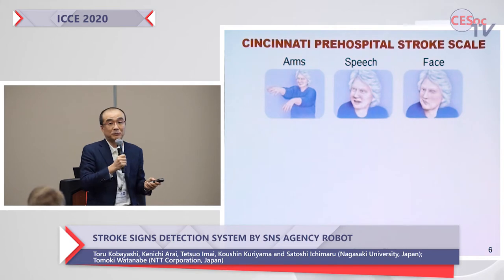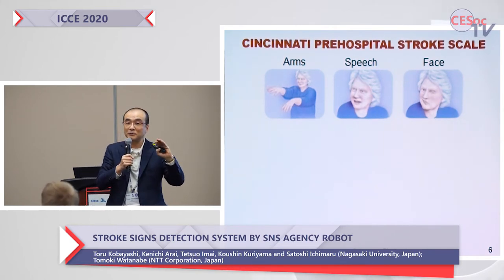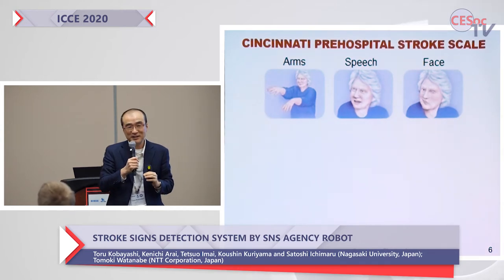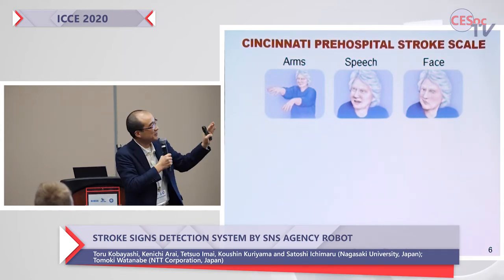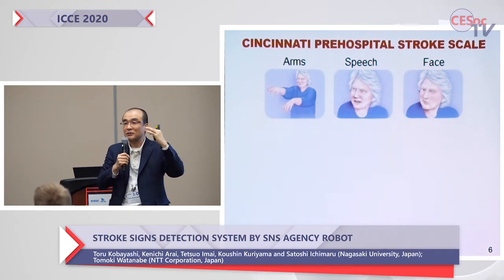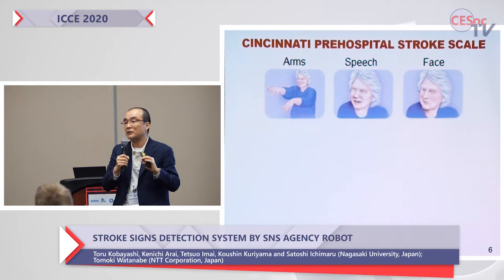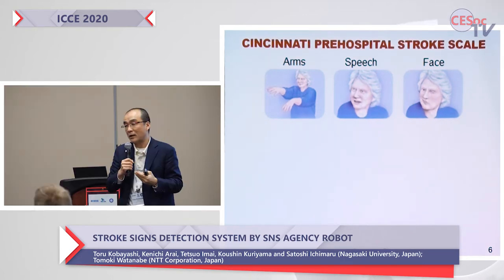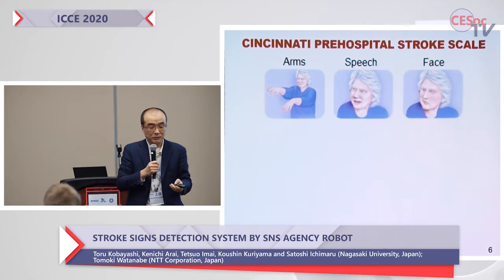And the next one is speech. So I speak not smoothly. It's because of the English barrier. But in this case, it's caused by the initial stage of stroke. So the person cannot speak smoothly. And the third scale is the face, especially half of the face may be drooping. So it's also the third pattern of the initial stage of stroke.